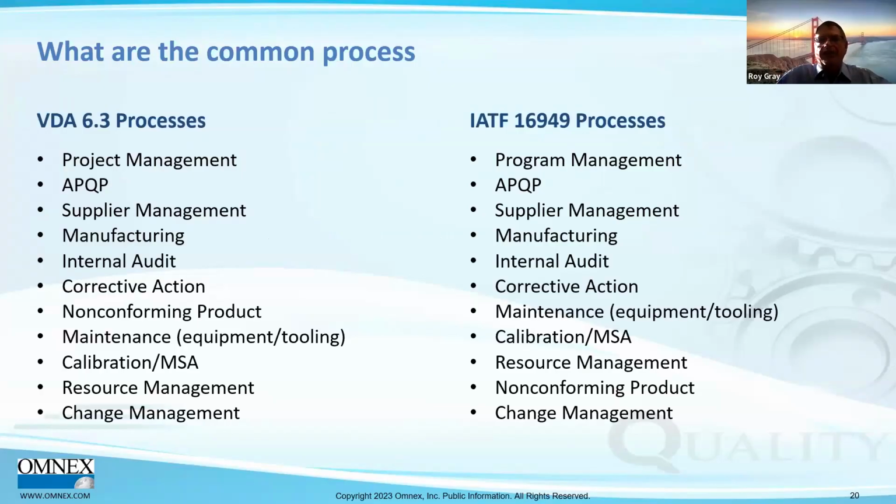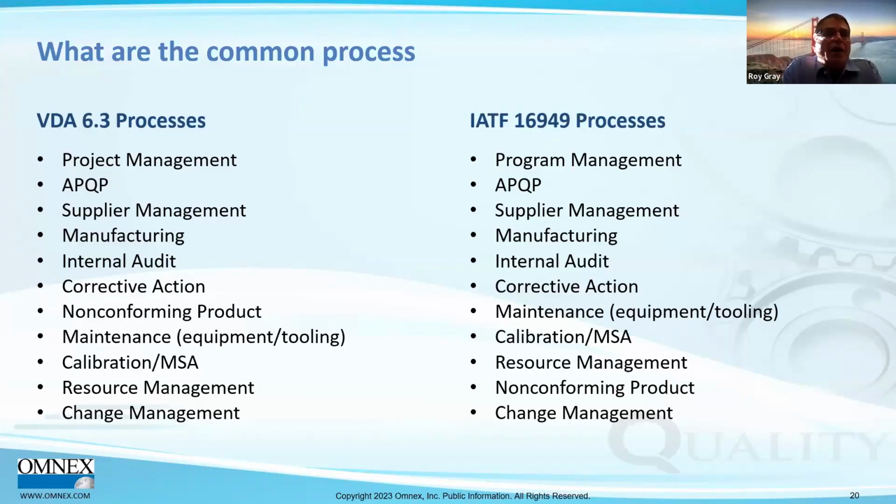In VDA 6.3, we're looking at project management, P2. In IATF 16949, we have program management, which is 8.1. APQP is P3 and P4 in VDA, and 8.3 in IATF. Supplier management is P5 in VDA, and clause 8.4 in IATF. Then manufacturing is P6 in VDA and 8.5 in IATF.